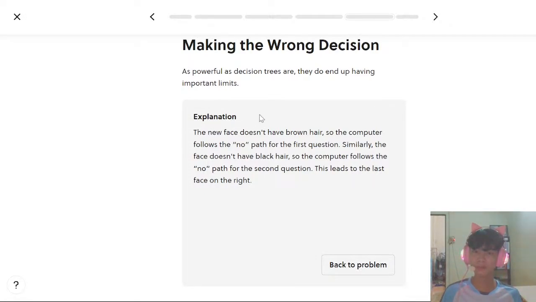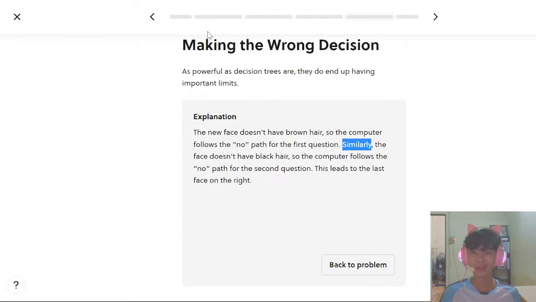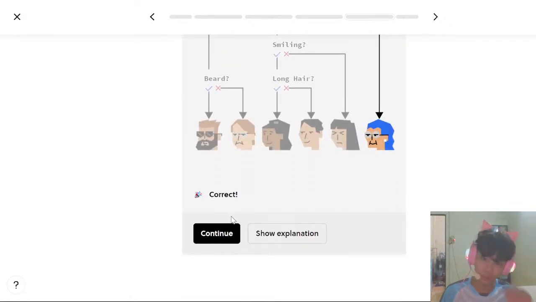Explanation: the new face doesn't have brown hair, so the computer follows the no path for the first question. Similarly, the face doesn't have black hair, so the computer follows the no path for the second question. This leads to the last face on the right.